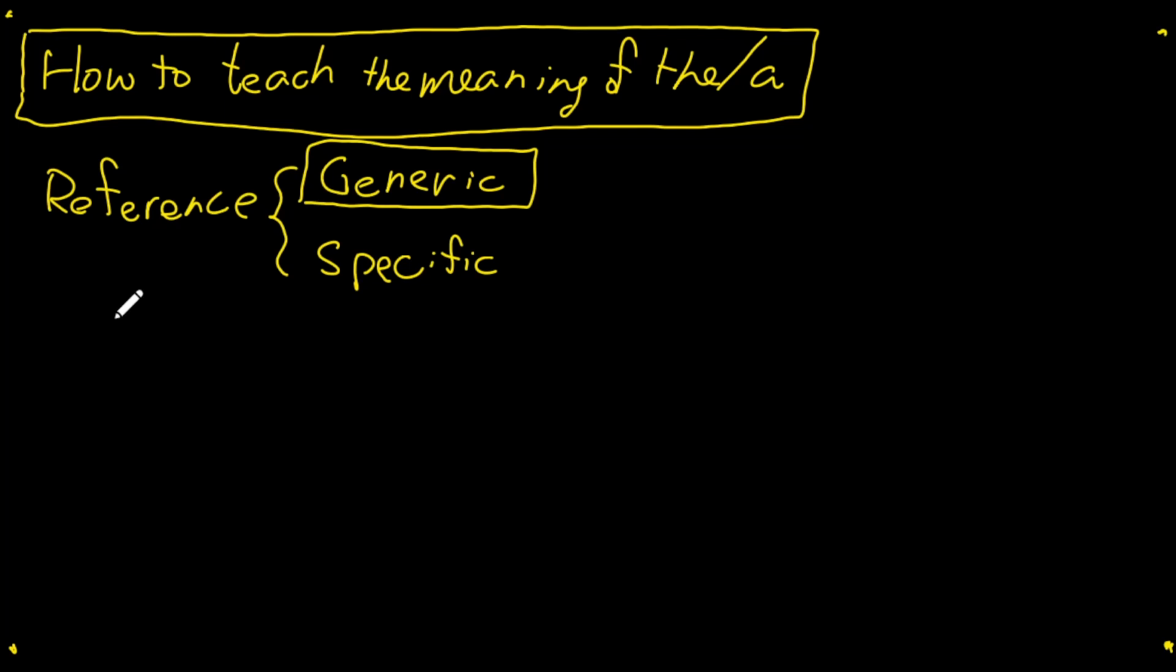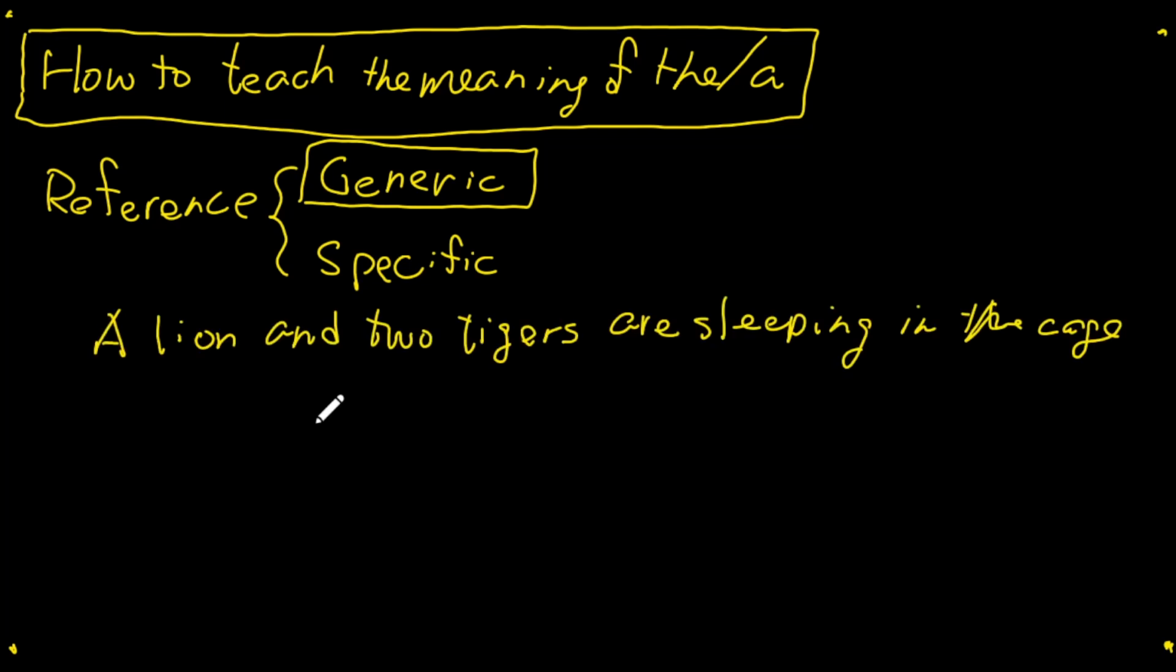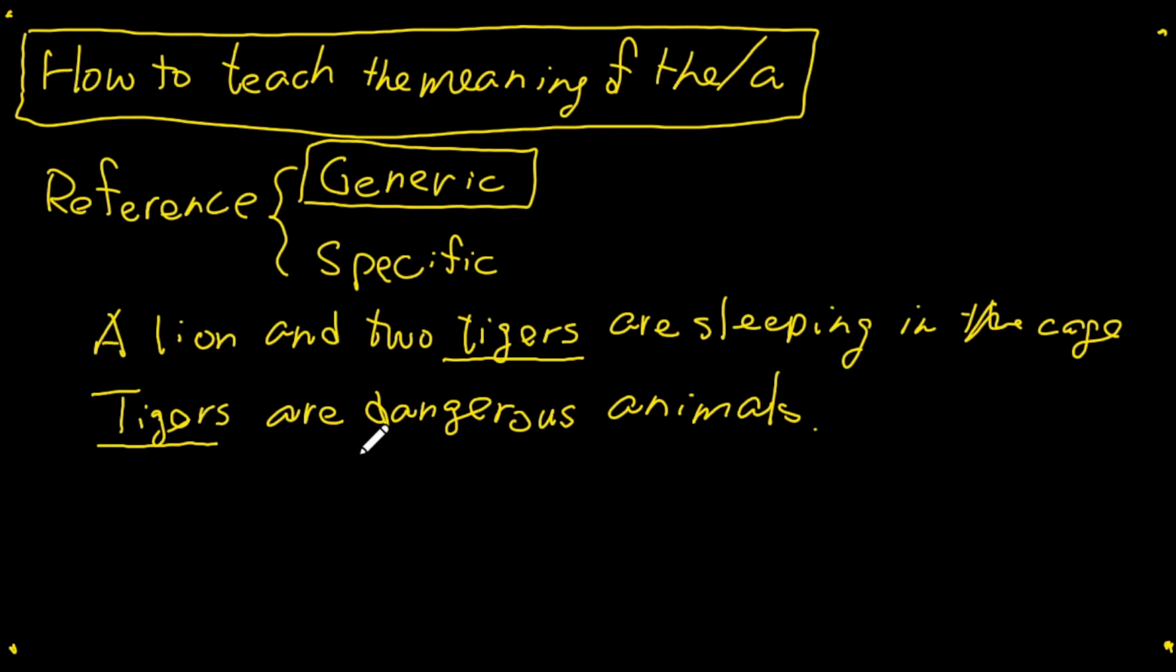So there is an example sentence. If we say a lion and two tigers are sleeping in the cage, the reference is specific, since we have in mind specific specimens of the class tiger. And for another sentence, on the other hand, we say tigers are dangerous animals. This reference is generic since we are thinking of the class tiger without special reference to specific tigers.